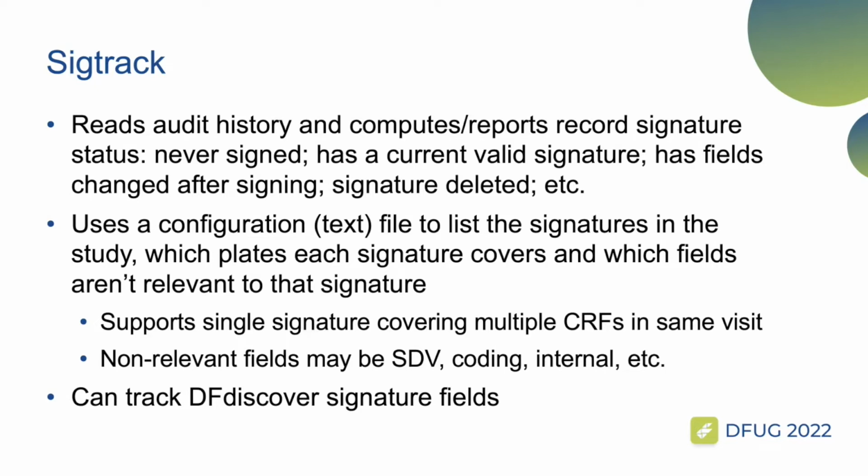So you can have a single signature covering multiple CRFs in the same visit. So the example of a baseline form that has 4 pages and you have a signature on the last page, then it would track all the changes that happen on plates 1, 2, 3, and 4. And you can tell it that there's non-relevant fields such as SDV, coding, internal fields, whatever. It can also track DFdiscover signature fields. There's nothing special about them that it can't deal with.